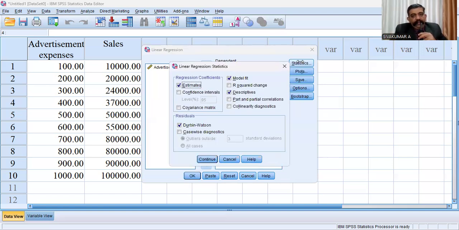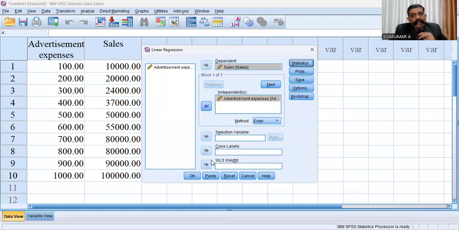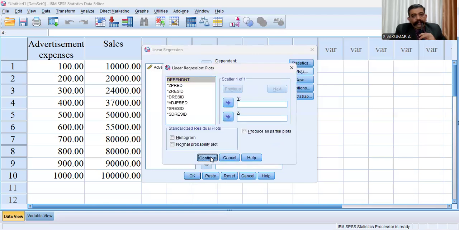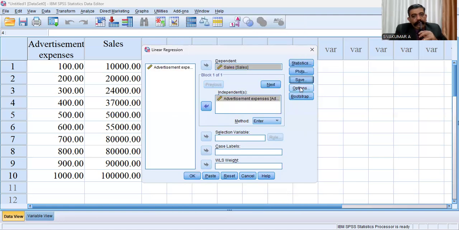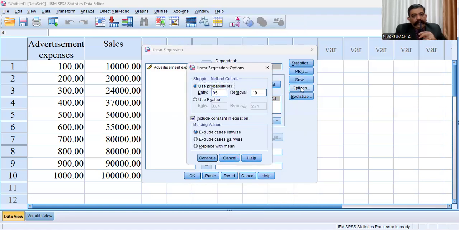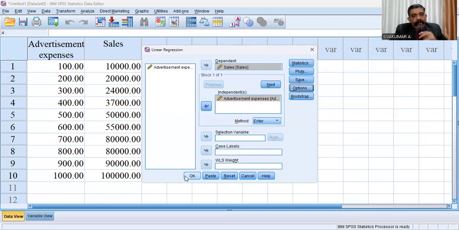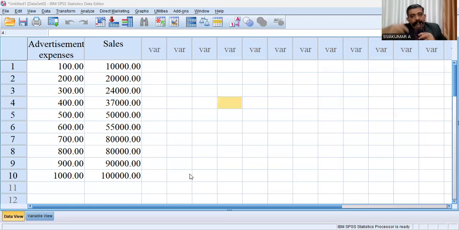Then, in Statistics, there are certain default items. Please continue; you need not do anything in the submenus. Plots, you need not do anything. Continue. Save, you do not do anything. Continue. Options, you need not do anything. Continue. Then OK. Then I have got the result. I will stop my share and share the result screen to you.